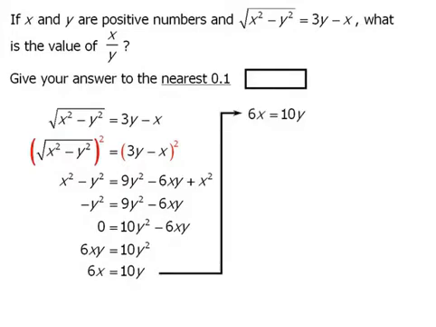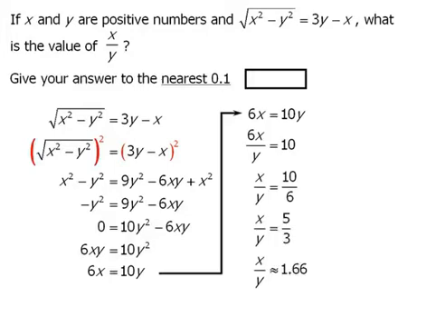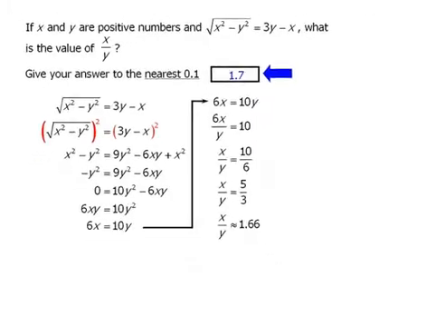Okay, let's just move our equation over here. Now our goal is to find the value of x over y. So let's now divide both sides by y, and now we'll divide both sides by 6. And now we're almost done. 10 over 6 simplifies to be 5/3, and 5/3 is equal to approximately 1.66. So now when we go up here and round our answer to the nearest tenth, we get 1.7.